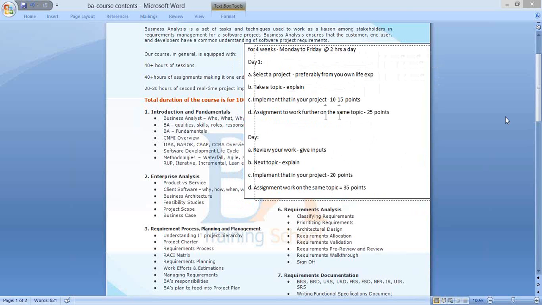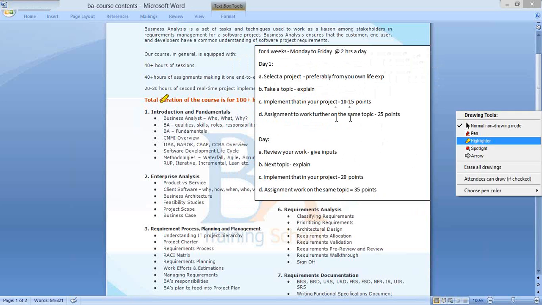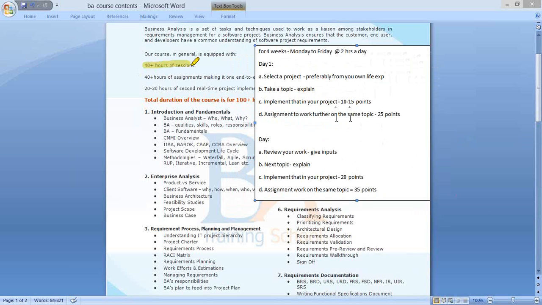And if you look at the second point, this is your 40 hours of sessions, that is whatever I explained here, and the 40 hours of assignments, making it an end-to-end implementation for you. These are the assignments that I am talking about. And then after finishing these sessions, you can take another project, which is a real-time project implementation.